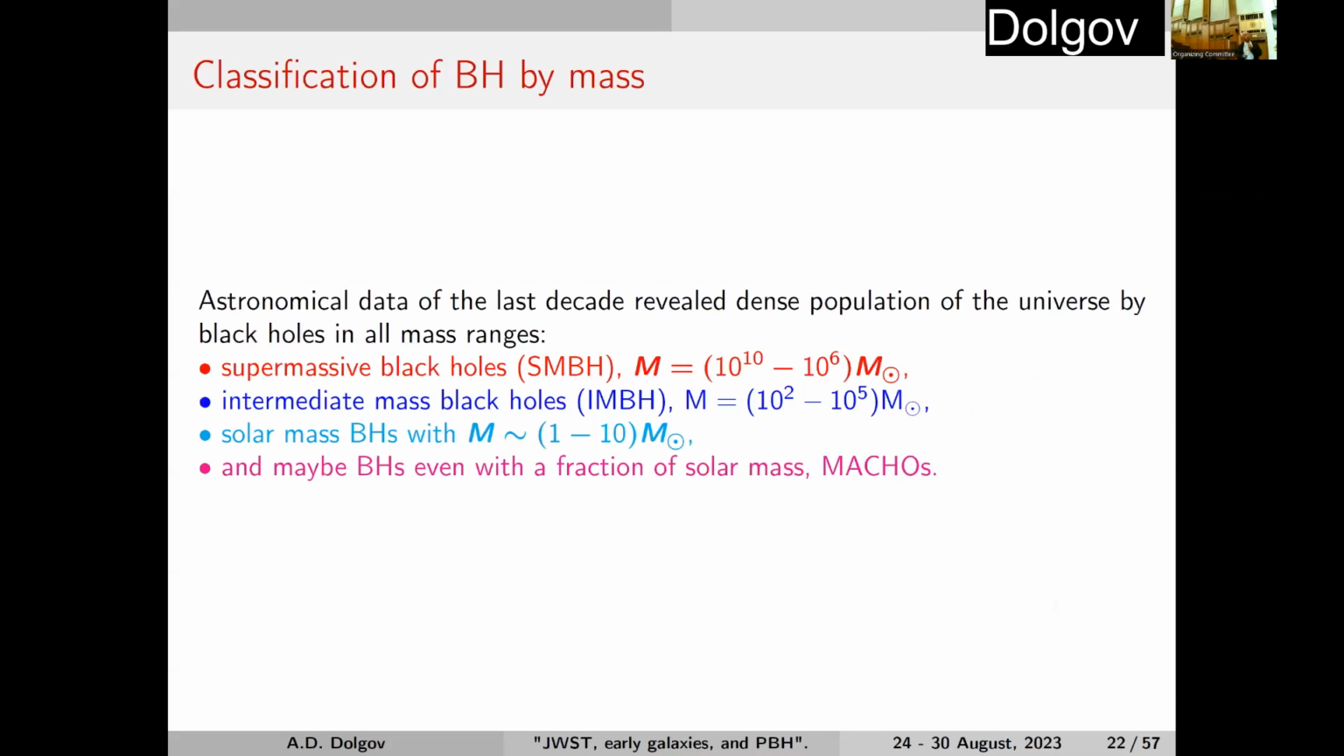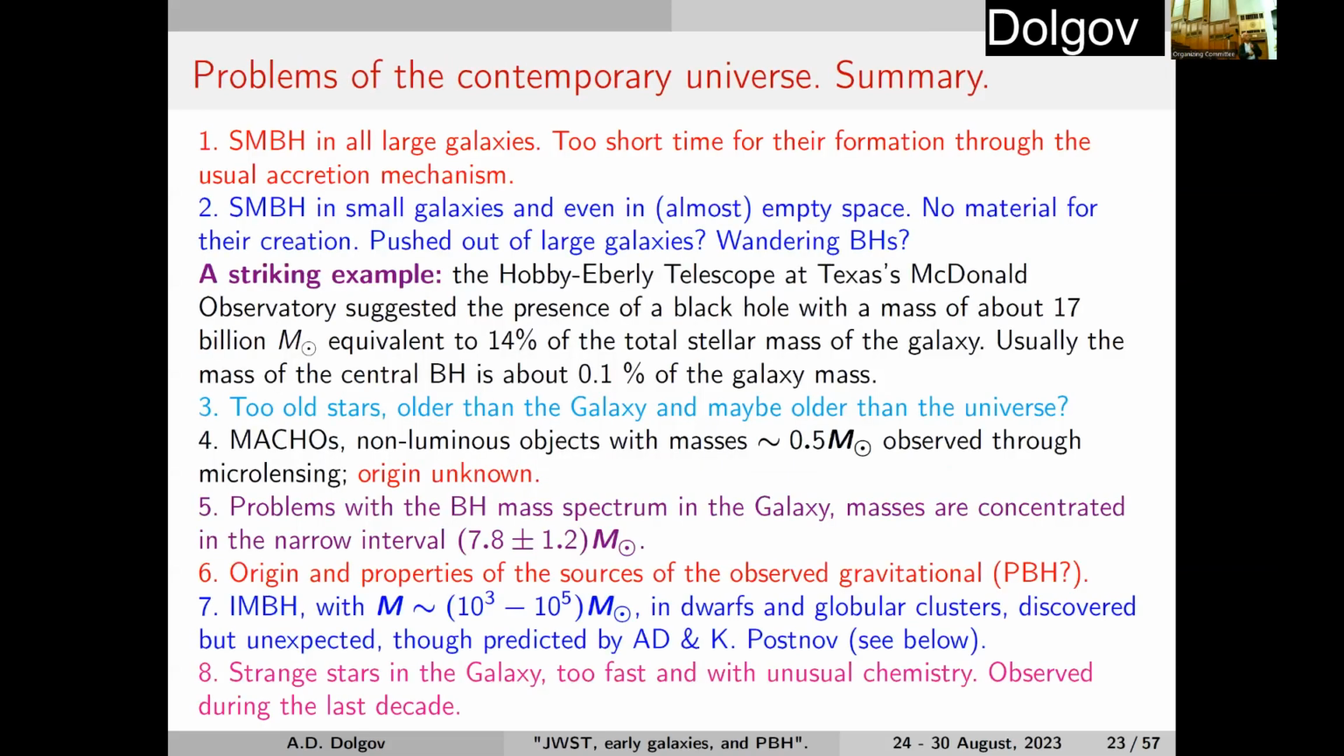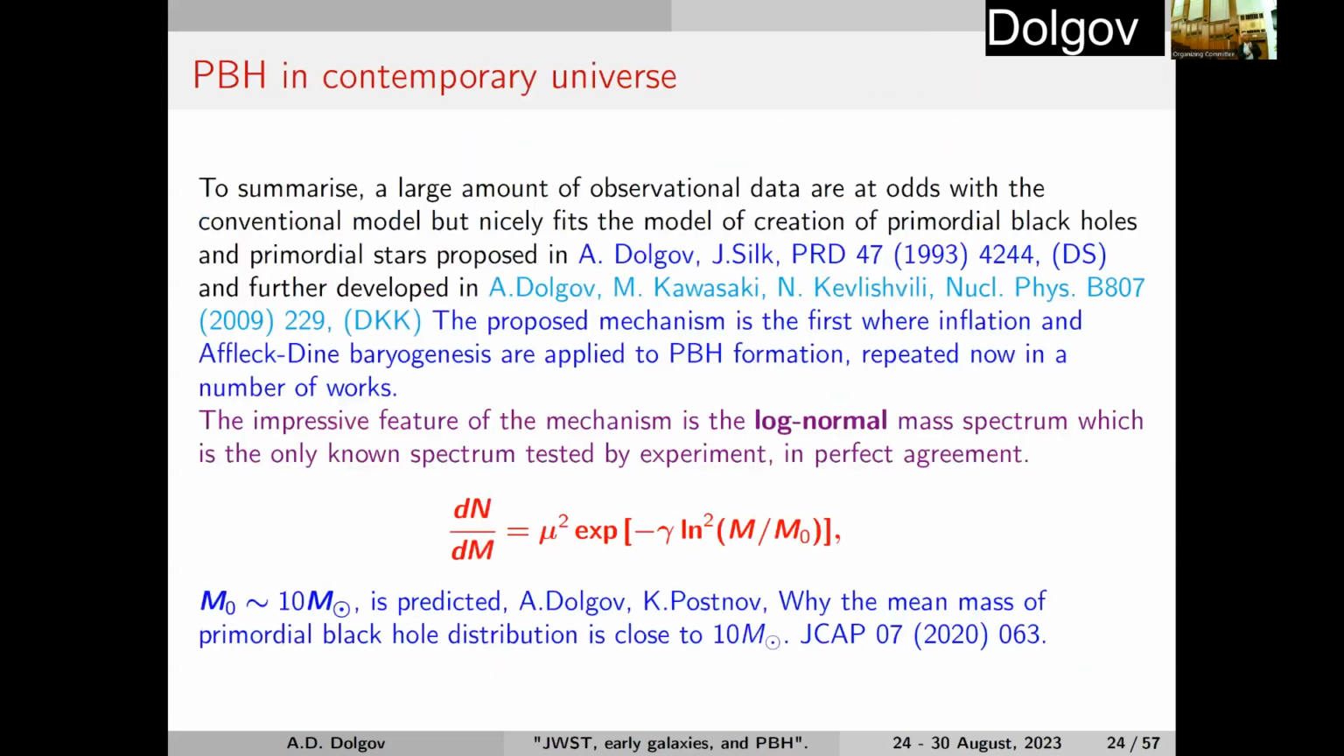There is a conventional classification: black holes with masses from a million to a billion solar masses are called supermassive, and there are intermediate mass black holes. That's relatively light, and there are plenty of them. Nobody expected it. Now there are so many, and there are even black holes of maybe a fraction of a solar mass. I skip that. Now, a few words about black holes in the contemporary universe.